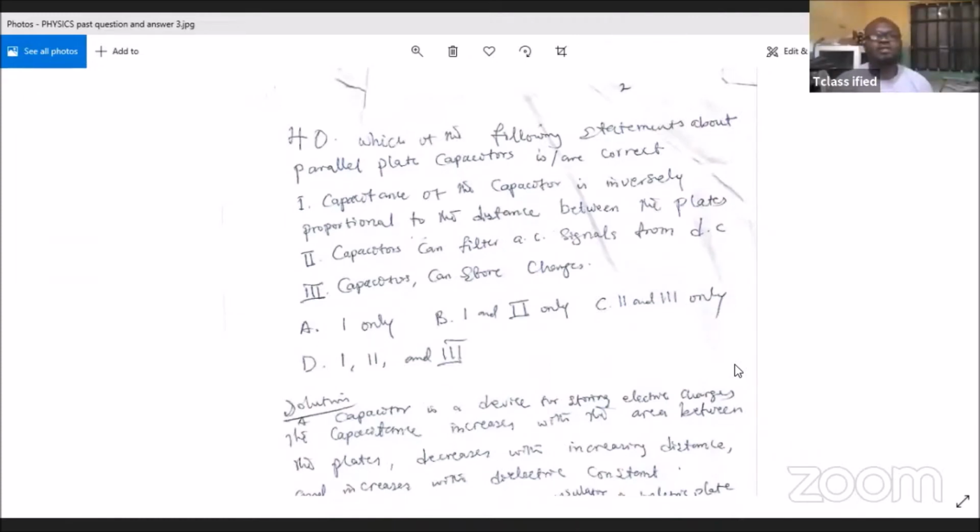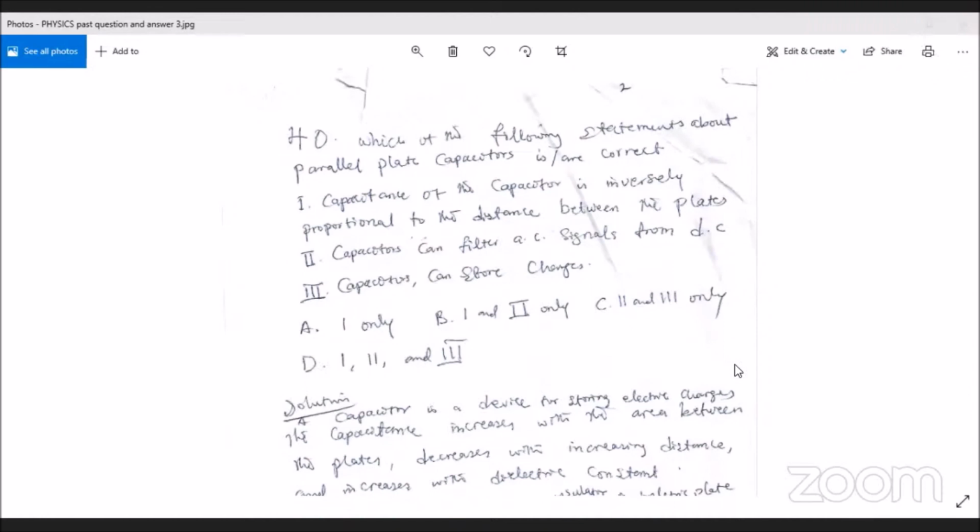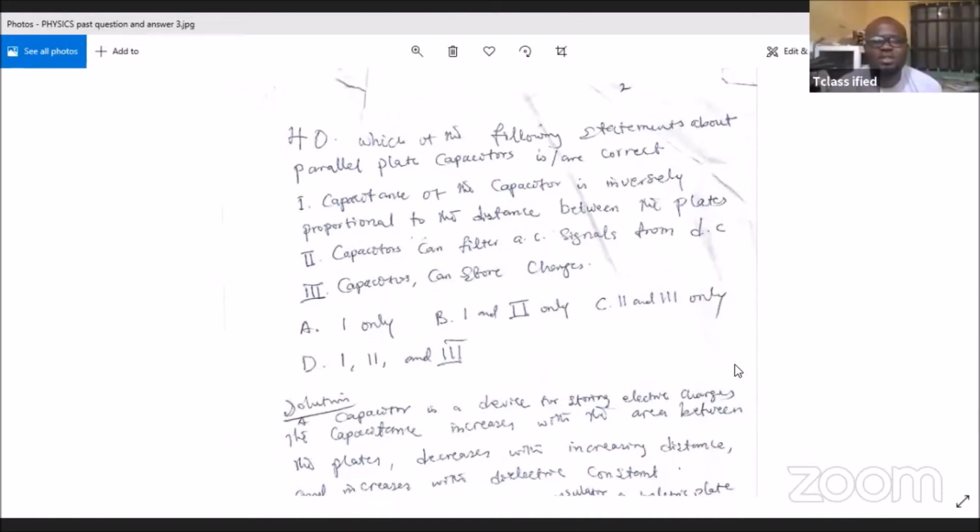Okay, which of the following statements about parallel plate capacitors is or are correct? 1, capacitance of the capacitor is inversely proportional to the distance between the plates. 2, capacitors can filter AC signals from DC. 3, capacitors can store charges.